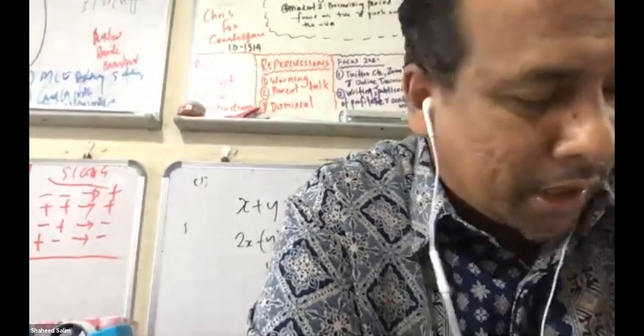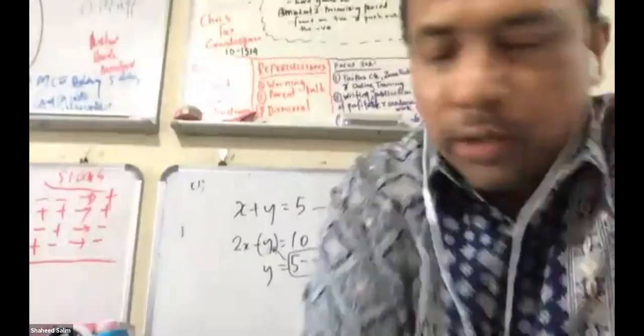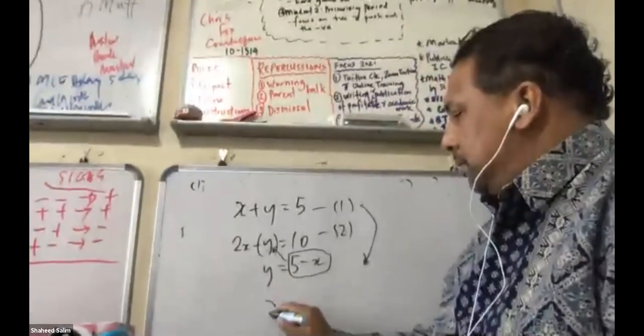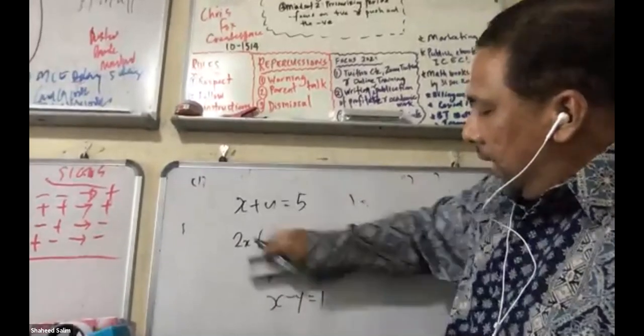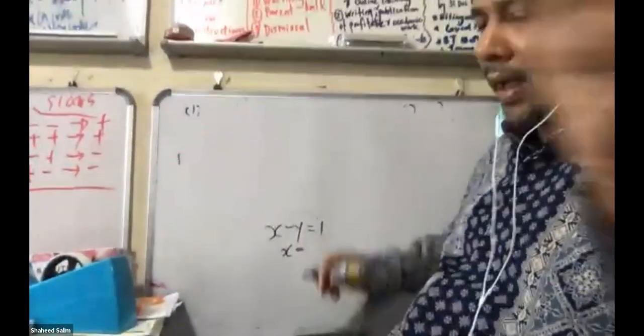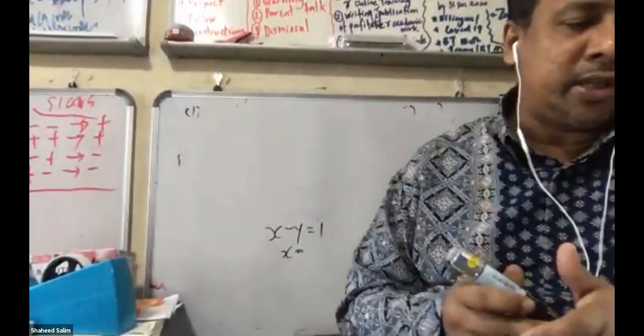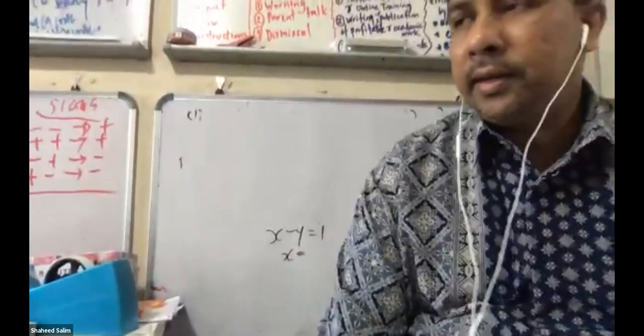Okay, I give you a suggestion. Your equation number 2, you make it x. Your equation number 2 is x minus y equals 1, right? All right, so let us now just find out what is x. Bring the y over. And then you substitute into equation 1. Okay, you just try like that.